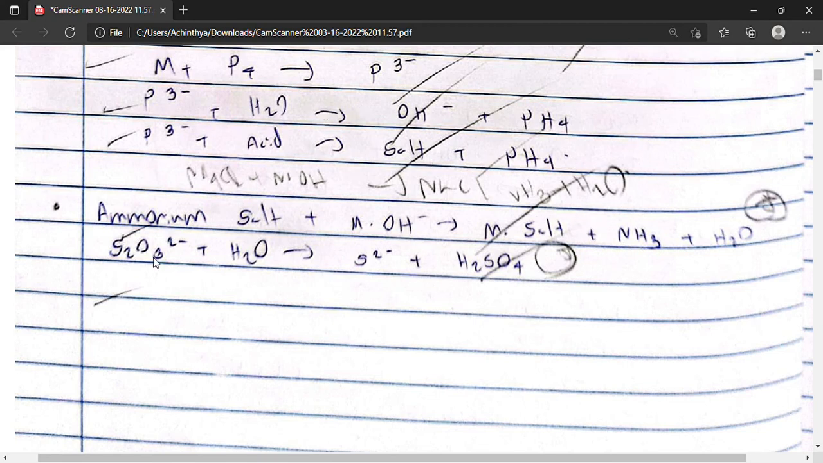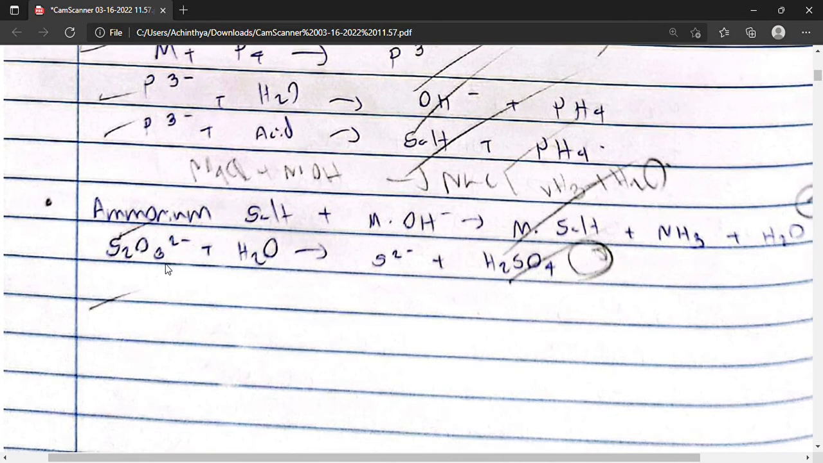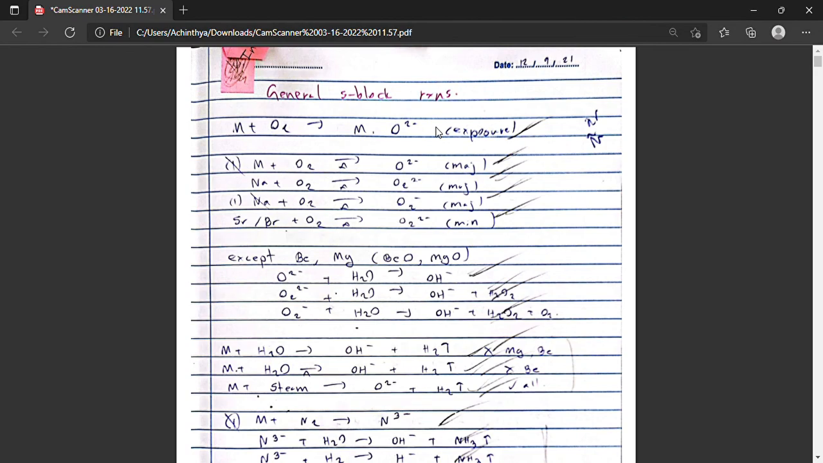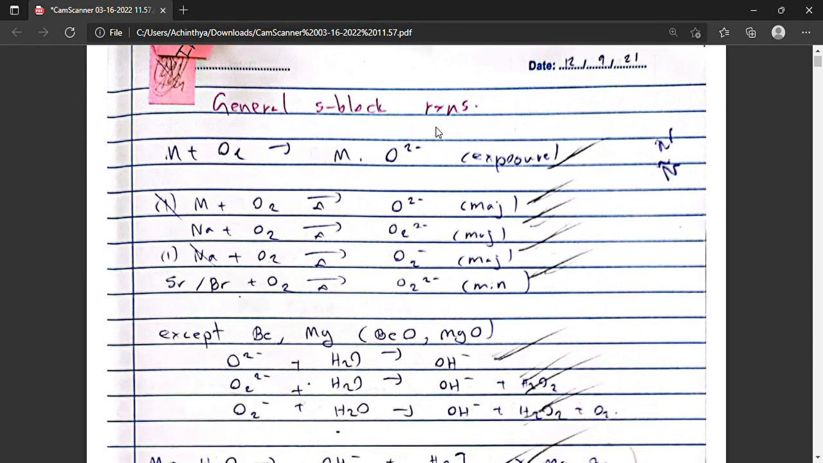Oh yeah, by the way, metal thiosulfates will dissolve in water to form the respective metal sulfide and hydrochloric and sulfuric acid. And this is a super summary of general S block reactions.